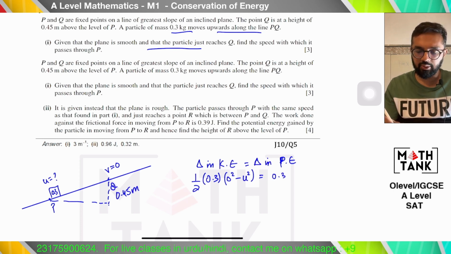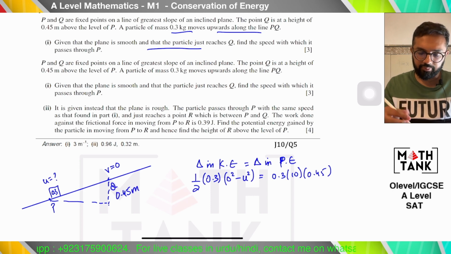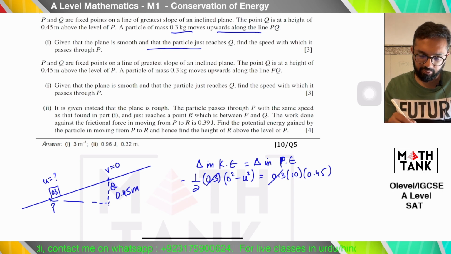So 0.3 g and h. The 0.3 cancels out with the 0.3. Let's put a negative sign here. So I'm getting u square equals 9, u equals 3.